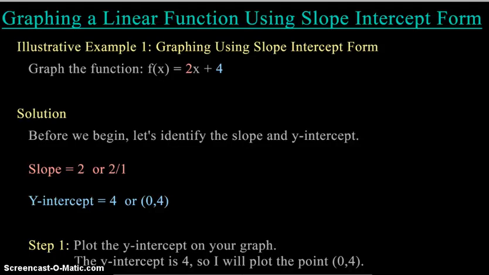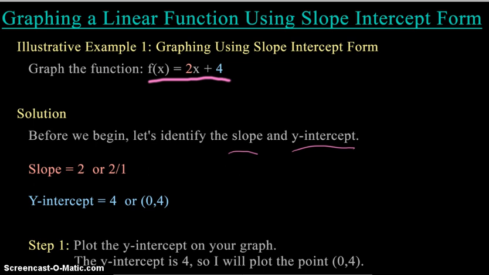Okay, so illustrative example number 1, graphing using slope-intercept form. Graph the function f of x equals 2x plus 4. First, we are going to identify the slope and the y-intercept.